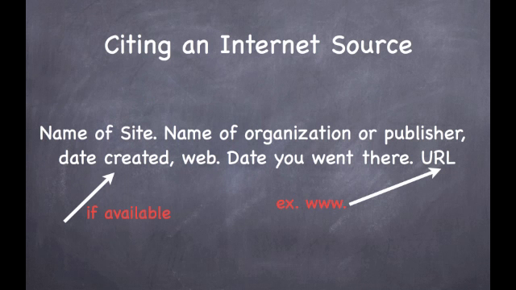Just in case you needed a refresher on citing an internet source, here's how you do it. Make sure that you've got the name of the site. Then you have the name of the organization or the publisher, the date that this source was created, if it's available. Then you're going to put a comma and then web, because that's the format that you have it in, and then you have the date you went there.